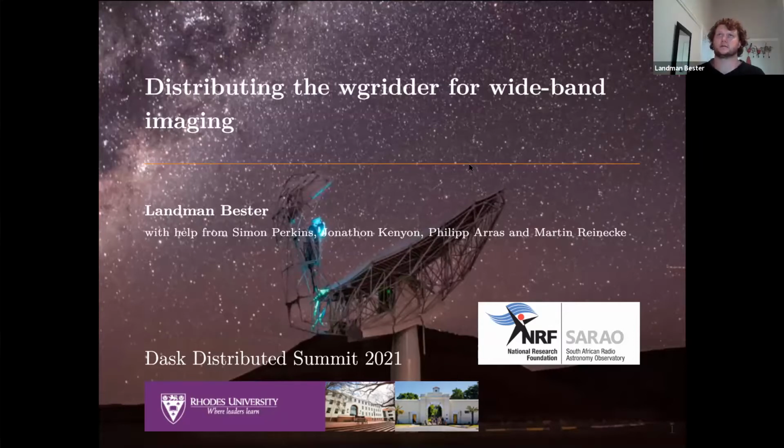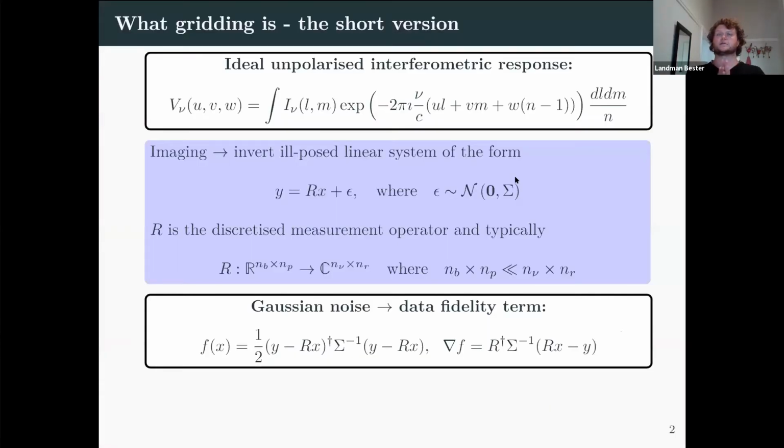Right. Hi, everyone. So this is some work I've been doing with some fellow SARAOians, Simon and John, who you'll hear from later, and Philipp and Martin, who are at the Max Planck Institute for Astrophysics in Garching, and are actually the authors of the w-gridder. And I guess I should start by explaining what gridding is. I'll try to keep it simple, but unfortunately I need this one slide of math. If it's going to intimidate you, please look away. It's not important to understand anything, really. I just want to illustrate what gridding is.